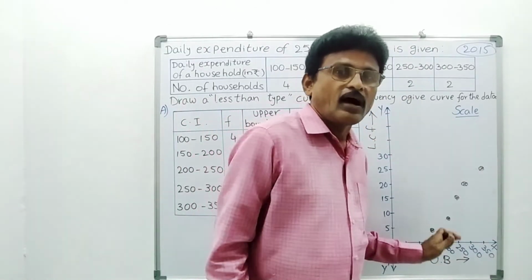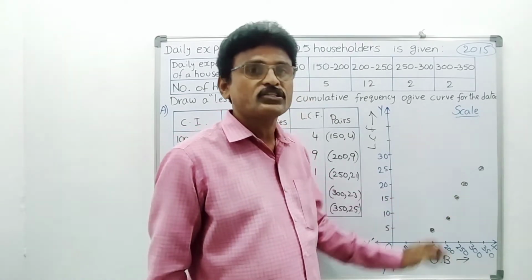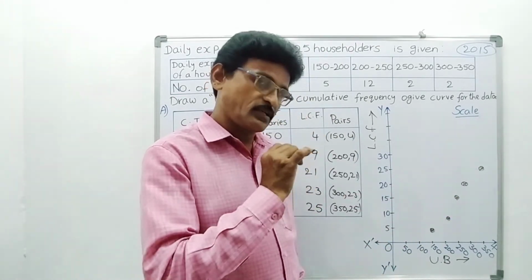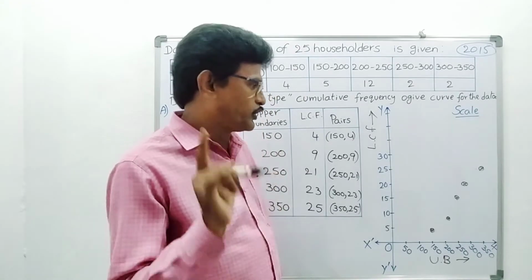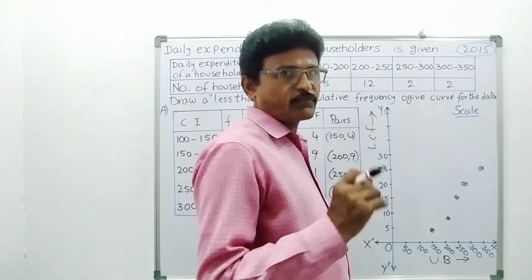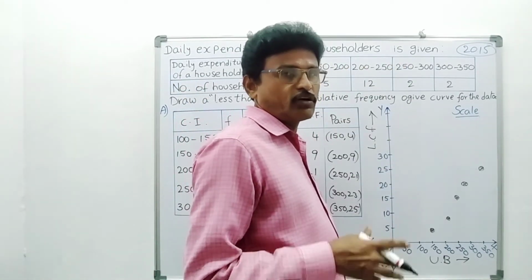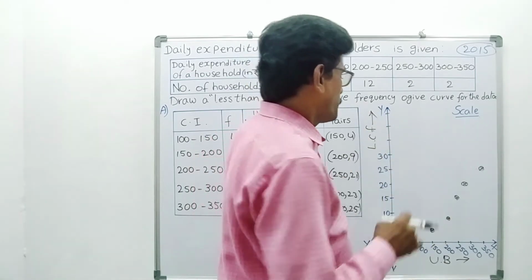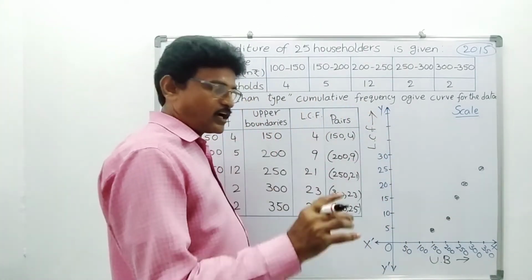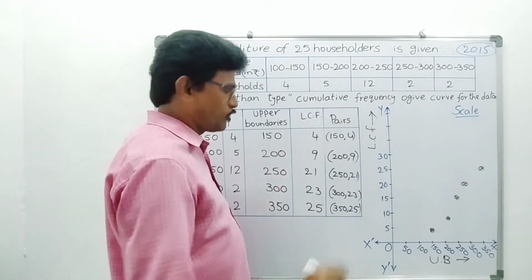Students, after plotting these points, you have to join these points simply by freehand. Okay, don't use the scale here. That is a frequency polygon, which you plotted in 8th class and 9th class. But here it is a frequency curve, only by freehand you have to draw, right?